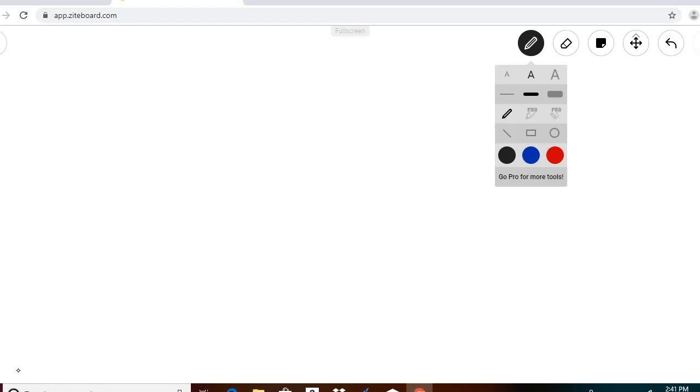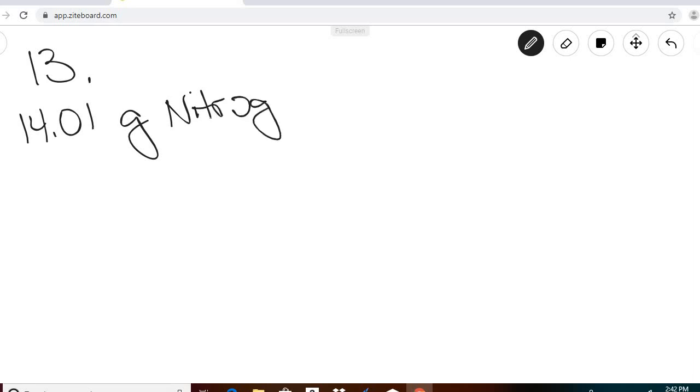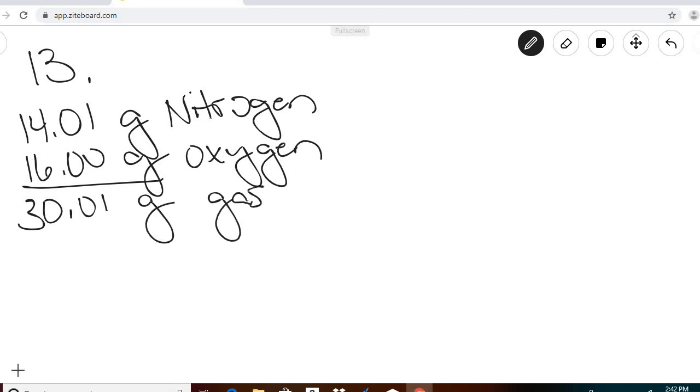And then the last one that we will do is number 13. So in number 13, a chemist is making 2 different compounds from nitrogen and oxygen. So in the first one, there's 14.1 grams of nitrogen, and there are 16 grams of oxygen. And that makes 30.01 grams of a gas. Okay, so that's the first one. And there's nothing left over.